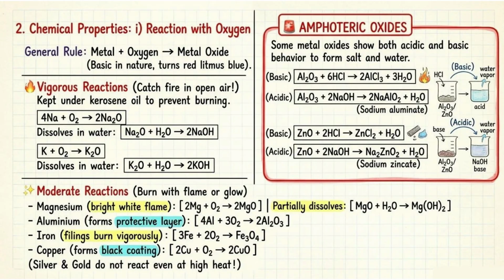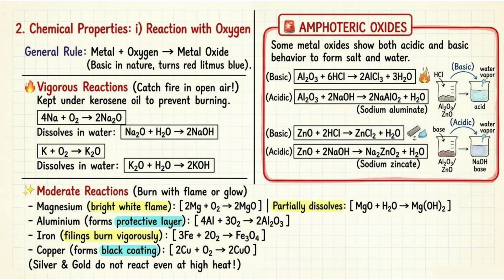Now, what happens if we dissolve that basic oxide in water? We take that Na2O plus H2O, and we get 2 molecules of sodium hydroxide. Right, 2NaOH. And potassium behaves almost exactly the same way. Potassium K plus oxygen O2 gives potassium oxide K2O. And if you dissolve that in water, K2O plus H2O gives 2 molecules of potassium hydroxide, 2KOH.